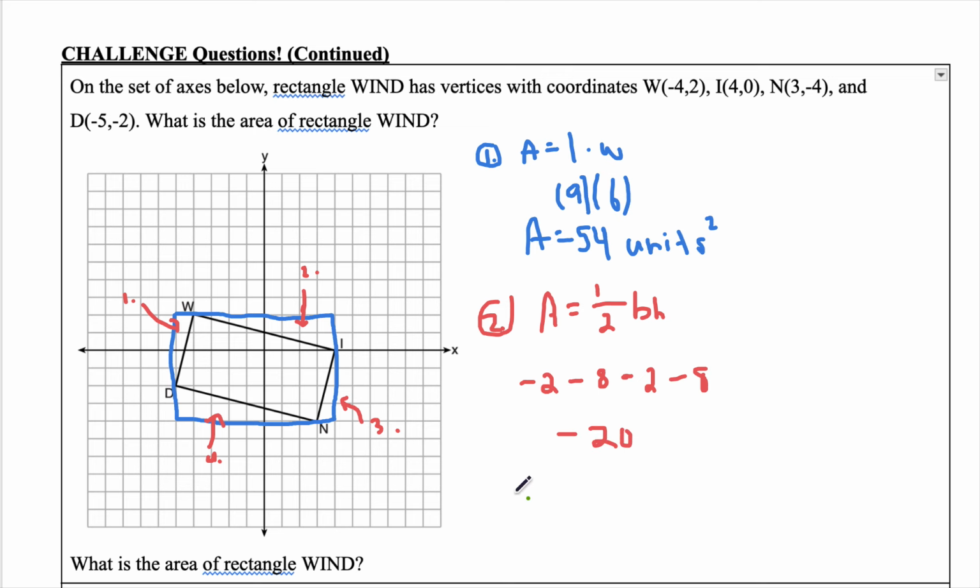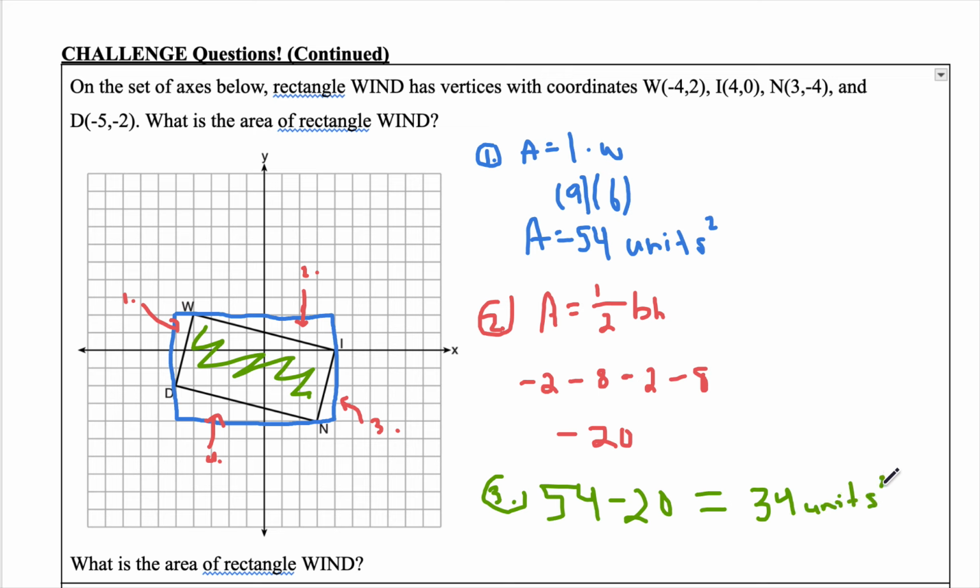And to finish it off, step number 3, I want to find what's left over, which is the original rectangle, 54 minus 20. So what does my area equal? 34 units squared. And I like this way just because when you do triangles, I think it's actually easier to find the area of a triangle.